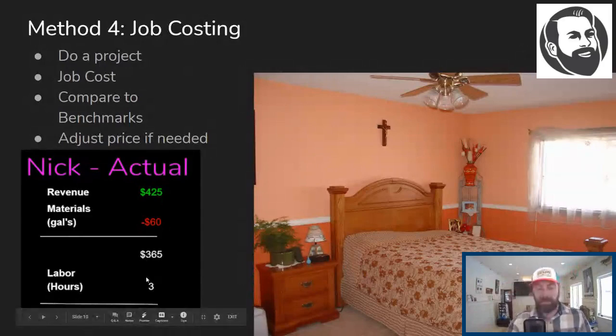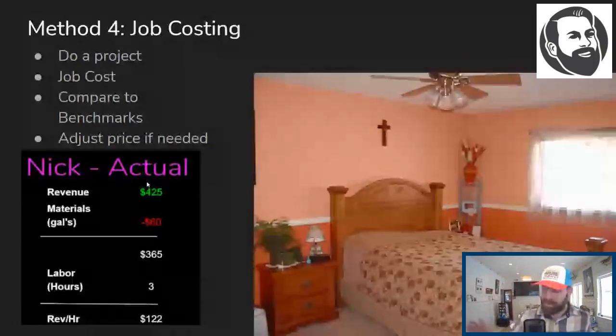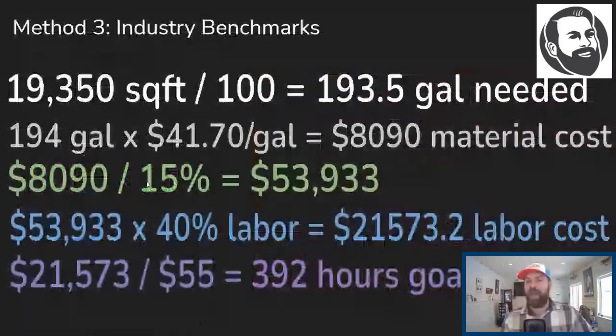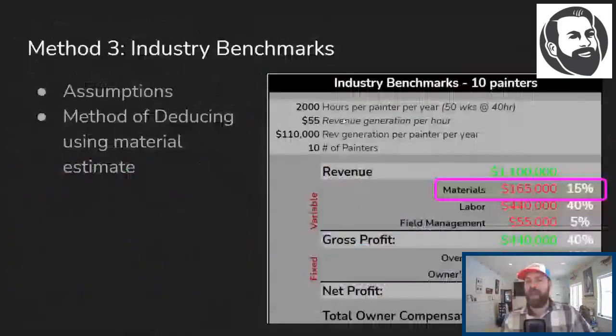Since I'm not paying myself a wage, it took me 3 hours to do that. There we go. That gives me a revenue per hour of $122. Now, what does that mean? It's just a number. Well, here, go back to the benchmarks. Industry average benchmark is $55 of revenue generation per hour. I did this bedroom at $122 of revenue generation per hour.